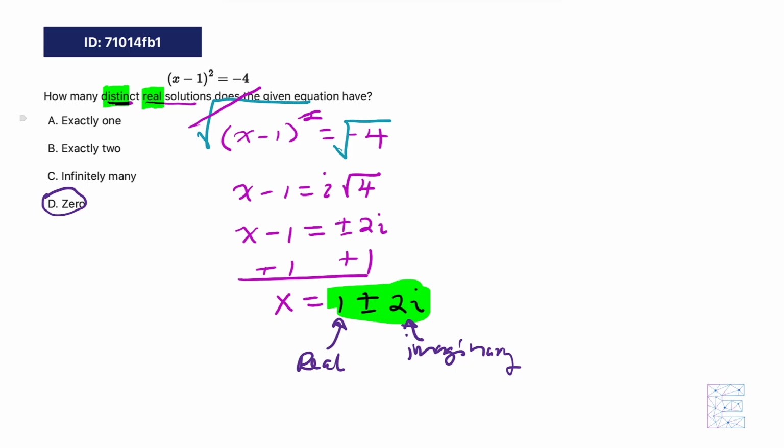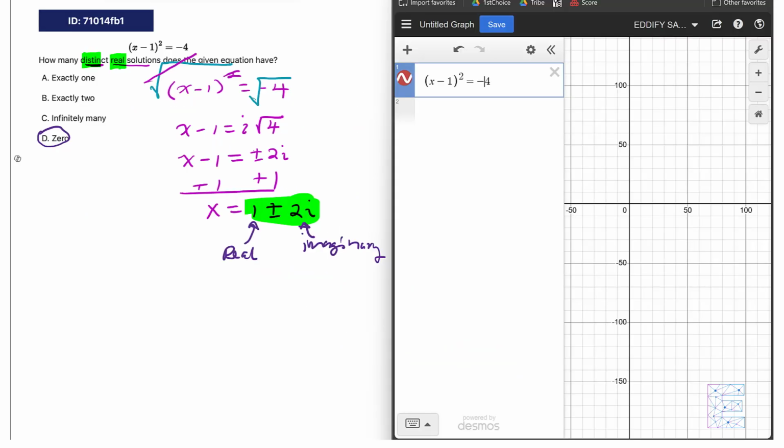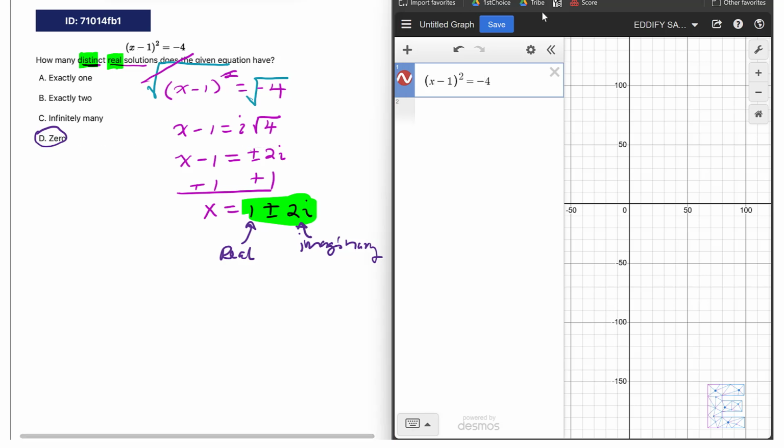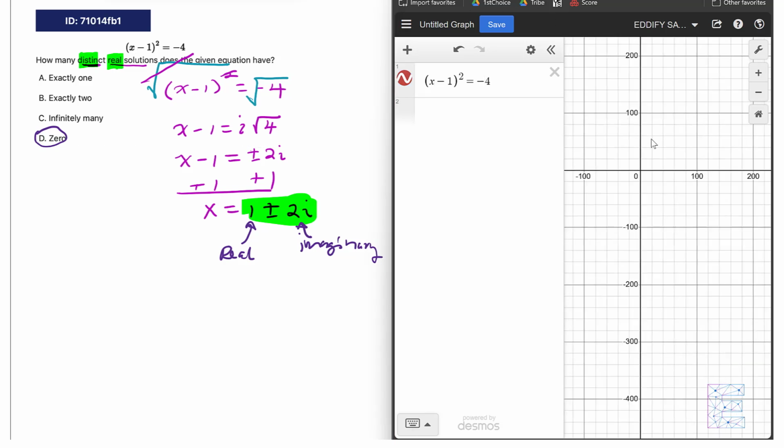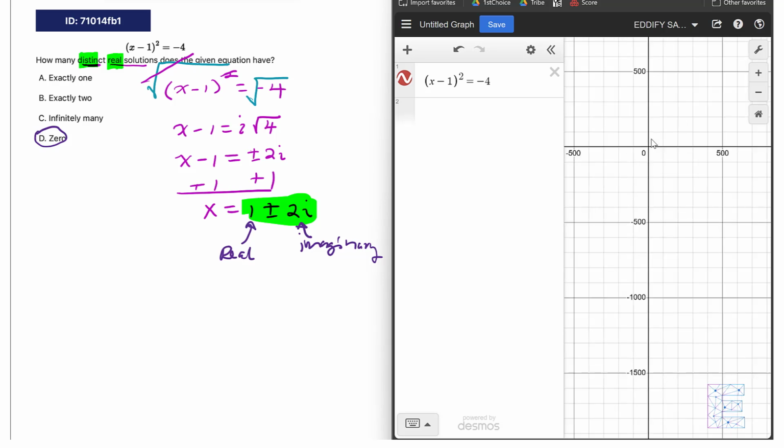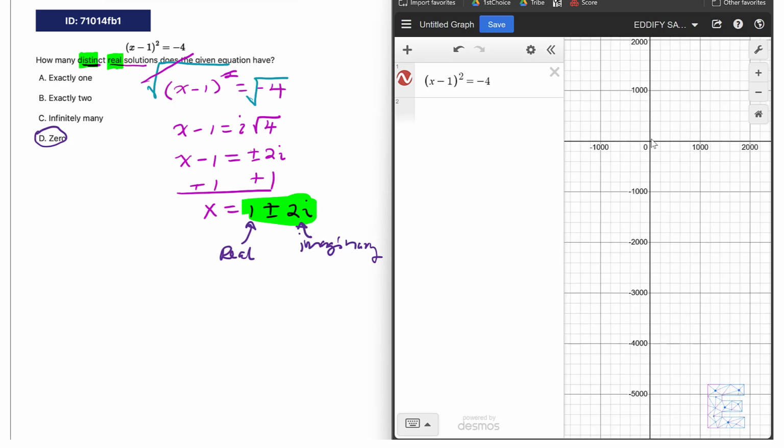Now let's look at the Desmos way of seeing it. So what we're going to do is immediately go ahead and type in this equation into Desmos, like right here. And then once you do, you're going to notice that there is no graph. And what that means is there is no real solution. Solutions happen where the graph crosses the x-axis.